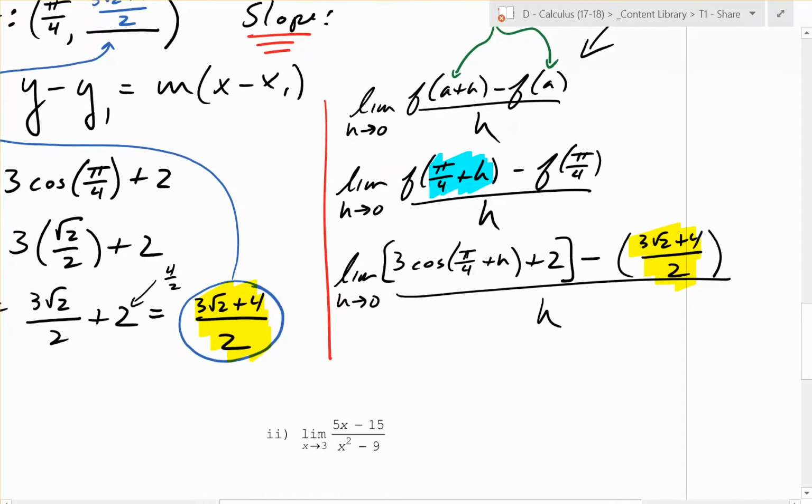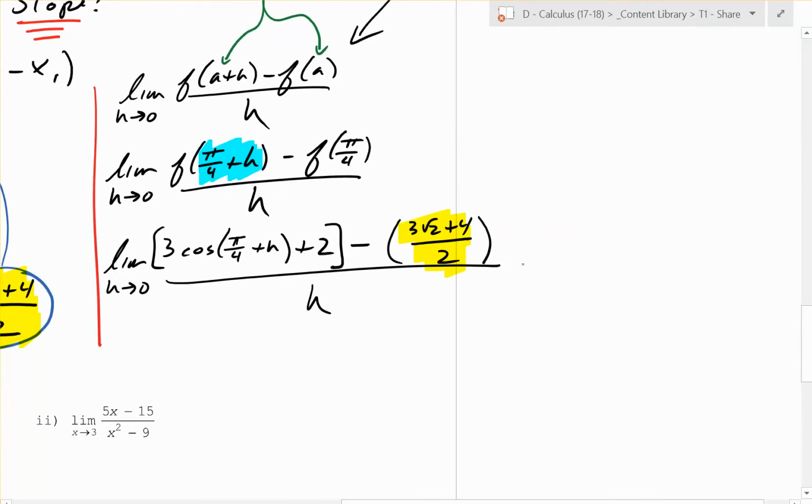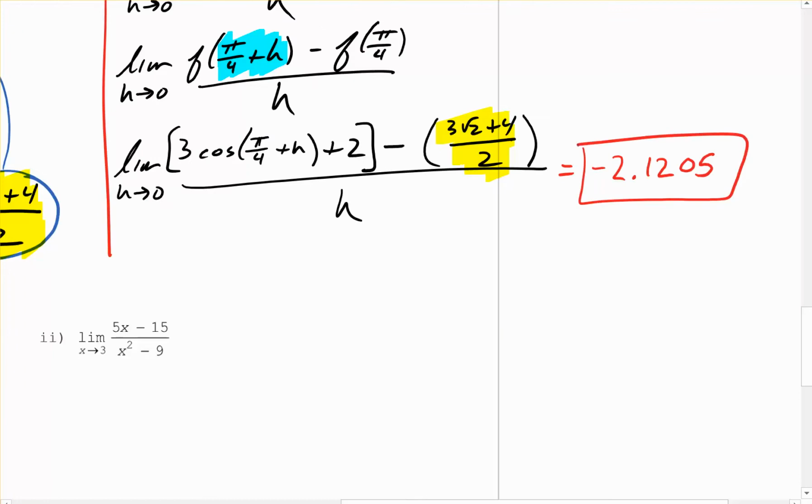So you need to make a table and find out what this equals. If you use a table of values plugging in something a little bit to the left of 0, negative 0.001, and something to the right of 0, 0.001, you will end up with this. So that is our slope.